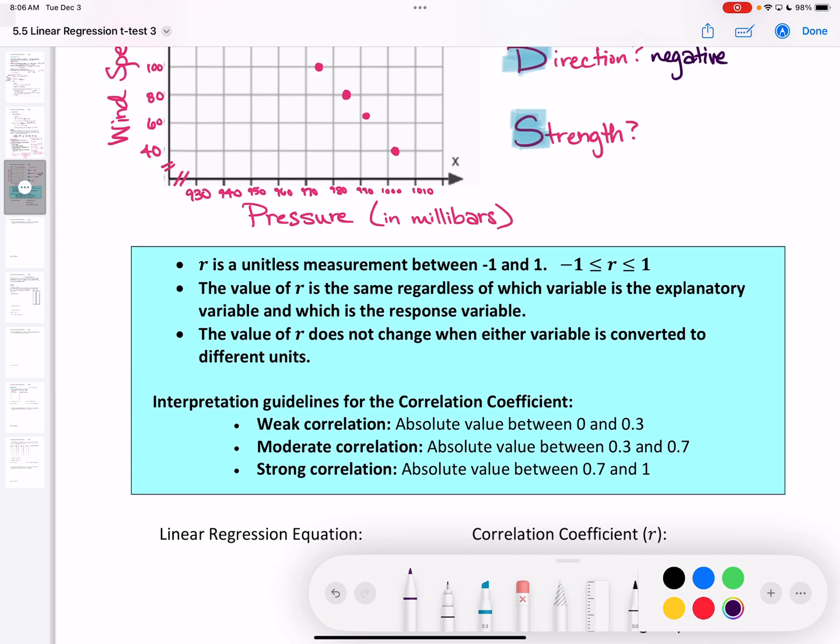So to get the strength, that is your R value, okay? So to get the R value in your calculator, we talked about this the other day, you have to hit second and then 0. So you hit the second button and then 0. And that is your catalog, okay? So that catalogs everything your calculator will do. And you're going to arrow down until you see diagnostic on. And then you press enter, and it moves it to your home screen. And then you press enter again, and it'll say done.